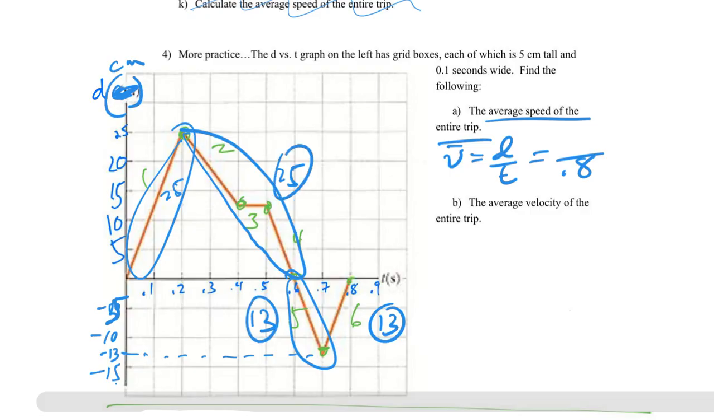So let's add all those numbers up. 25 plus 25, 50 plus 26 is 76. I get 95 centimeters per second.